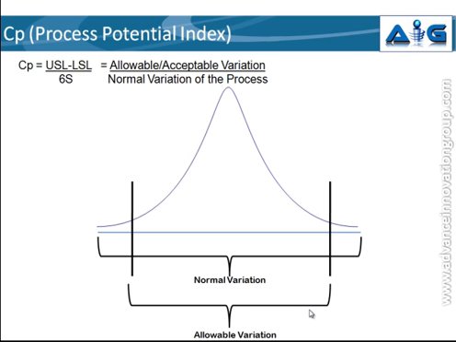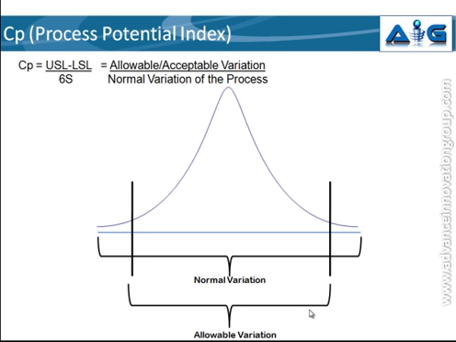Just a change of language, nothing else. Now if you look at CP as a ratio of allowable variation and normal variation, then it gives us an idea how well the normal variation of your process fits within your allowable variation. Normal variation means the range within which the process is performing, and allowable variation means the range within which the process should function. If any part of the process functions outside that range, that is a defect.